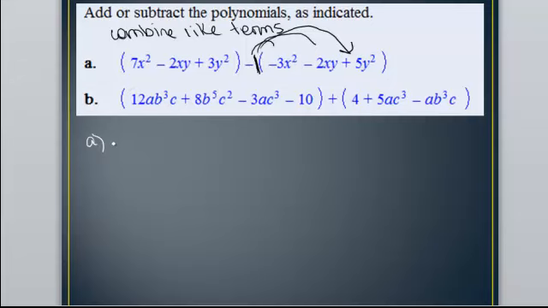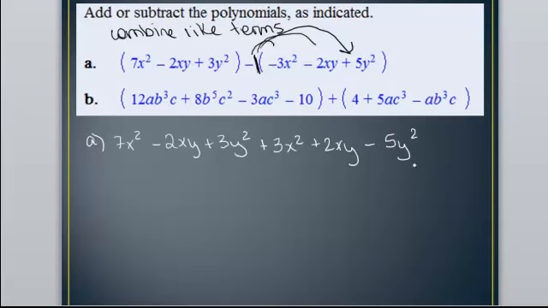The first parentheses, nothing really changes because there's no negative in front of it. So 7x squared minus 2xy plus 3y squared. Now we need to distribute this negative. So negative 1 times negative 3x squared is positive 3x squared. Negative 1 times negative 2xy is positive 2xy. And negative 1 times 5y squared is negative 5y squared.